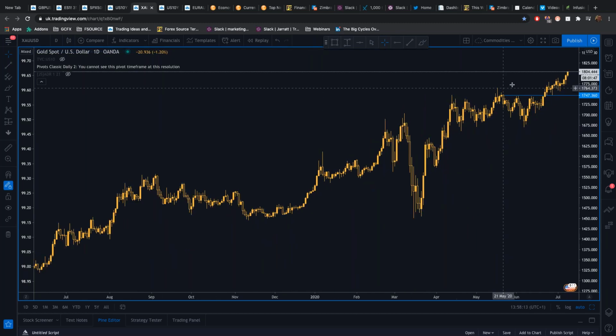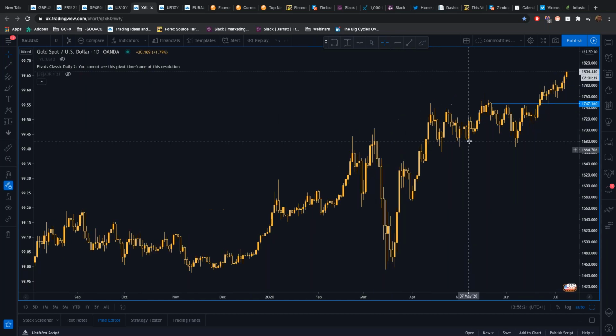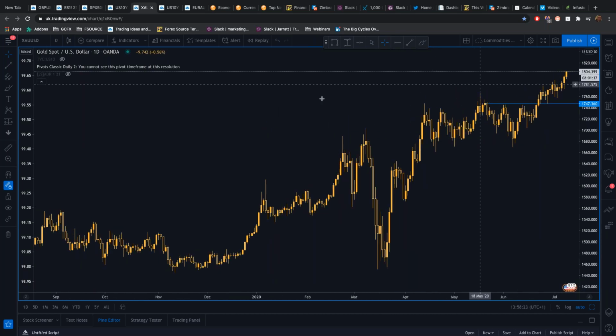The only thing to watch out for is if we see a sharp sell-off in equities, then that can hurt the gold market as well. So that's the only thing to be aware of at the moment with the gold market: if earnings are bad, if equity markets start falling, we would expect the gold market to fall as well.